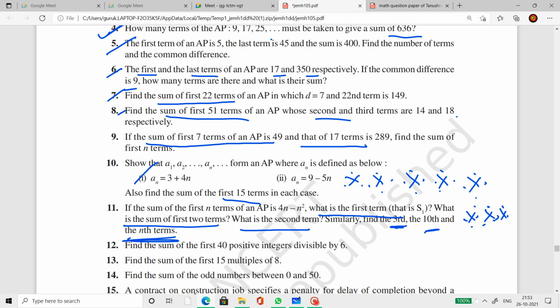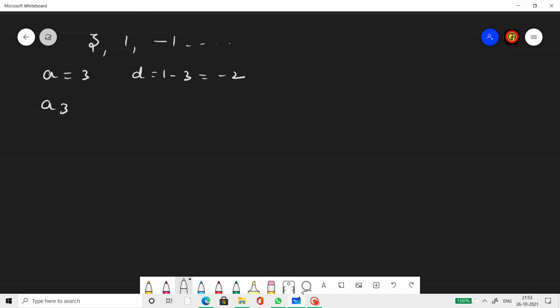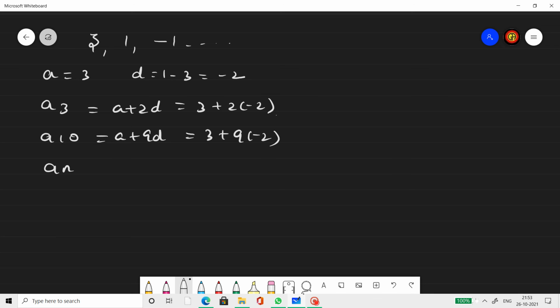Now let us see what all they are asking us to find. They are asking us to find the third term, the 11th term, the 10th term and the nth term. So the third term is a plus 2d, which is 3 plus 2 into minus 2. Then they want the 10th term, which is a plus 9d, so 3 plus 9 into minus 2. Then they want the nth term, which is a plus n minus 1 into d, which is 3 plus n minus 1 into minus 2. 3 minus 2n plus 2. So that is minus 2n plus 5.